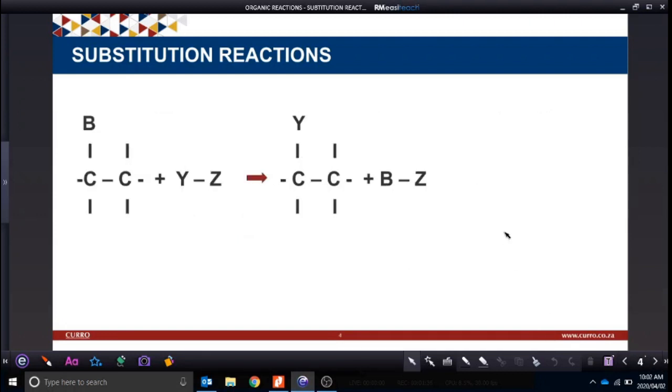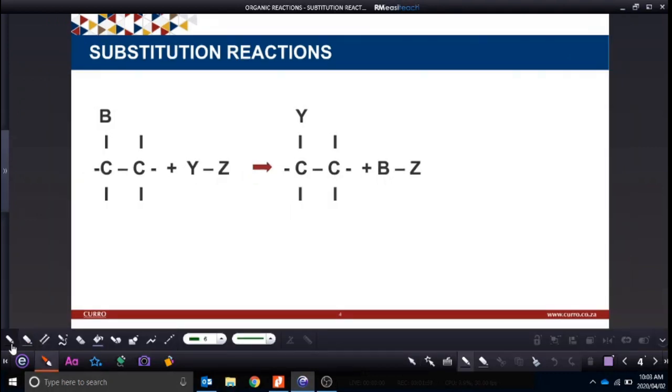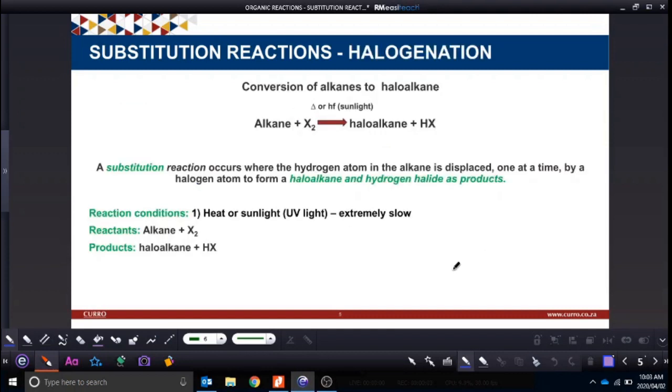If we look at this in general, here we have an ethane structure, a 2-carbon structure. If we take the compound B and we substitute it with compound Y, we will see that Y and B changed positions, and we get our new substance BC. So our first type of substitution reaction is halogenation.